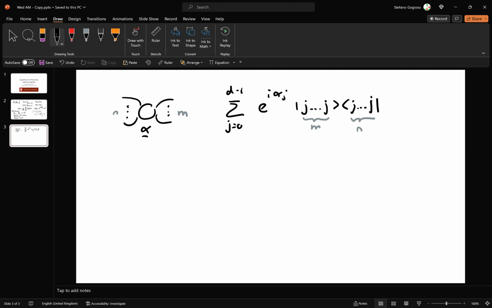Now, I will take as a convention alpha of 0 to be 0. That's in order to fix a global phase so that I don't have this spurious global phase that will annoy me. It's the same as saying that this spider is the matrix which has 1, e to the i alpha 1, e to the i alpha 2, ..., e to the i alpha d minus 1. So it's that matrix there.